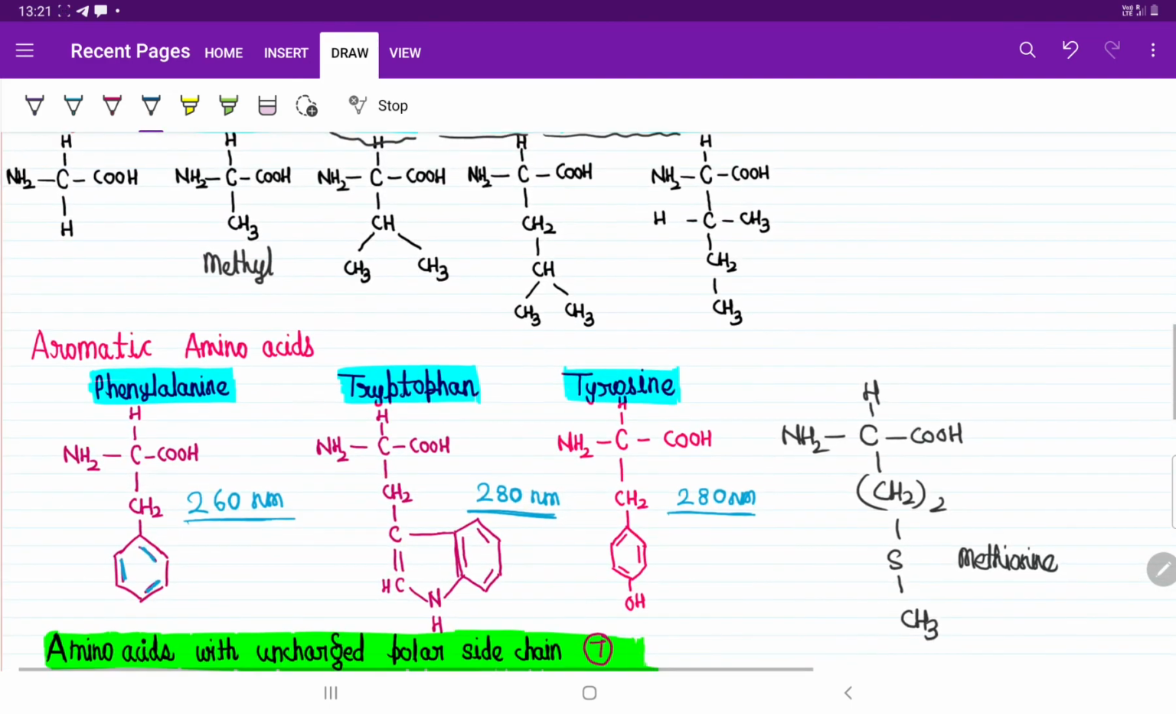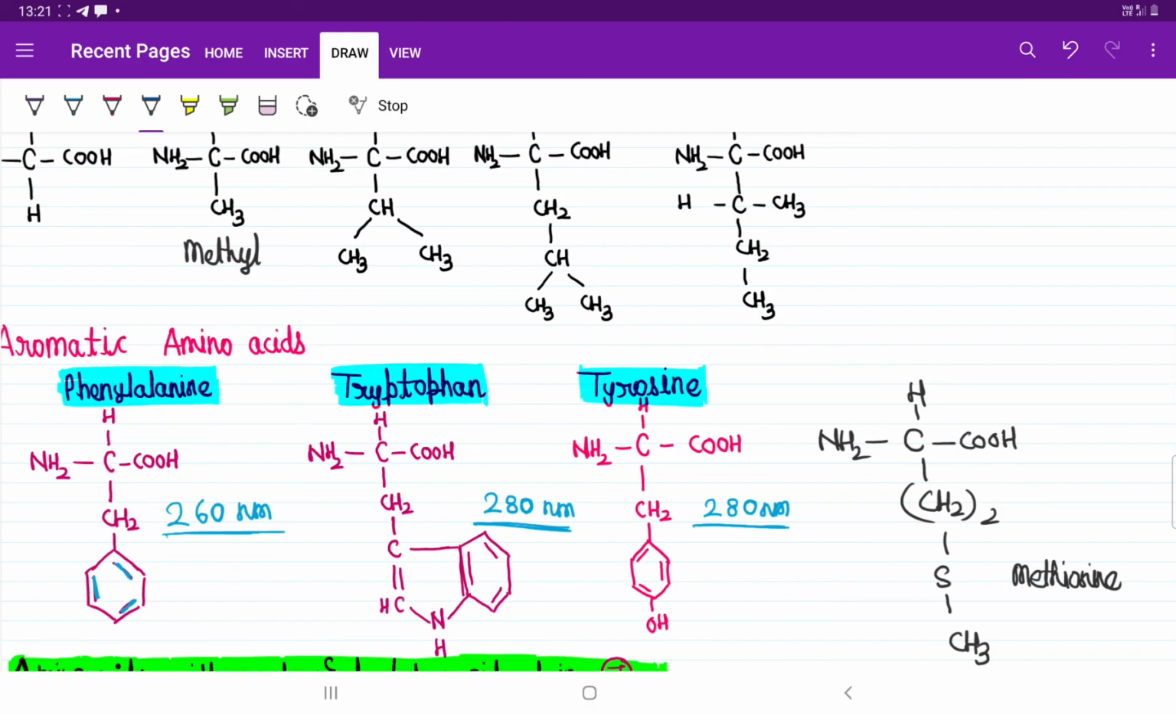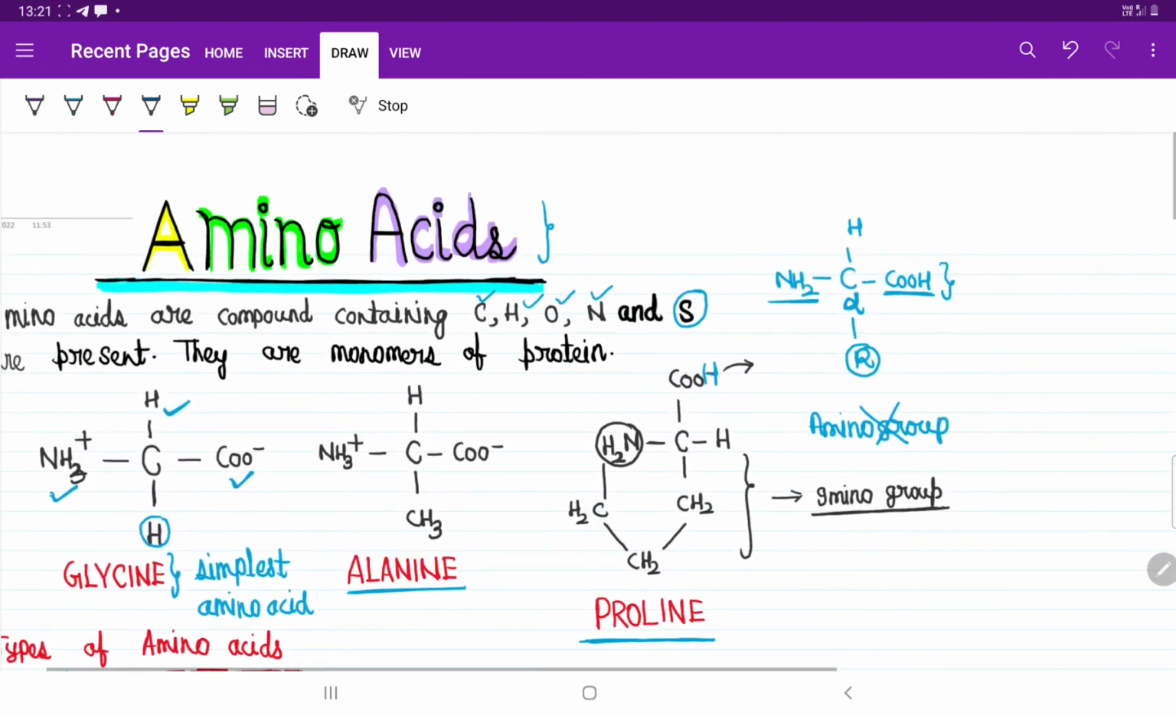And then we discussed that our aromatic amino acids have a unique ability to absorb light. Phenylalanine absorbs maximum light at 260 nanometer, tryptophan absorbs maximum light at 280 nanometer, and tyrosine absorbs maximum light at 280 nanometer.